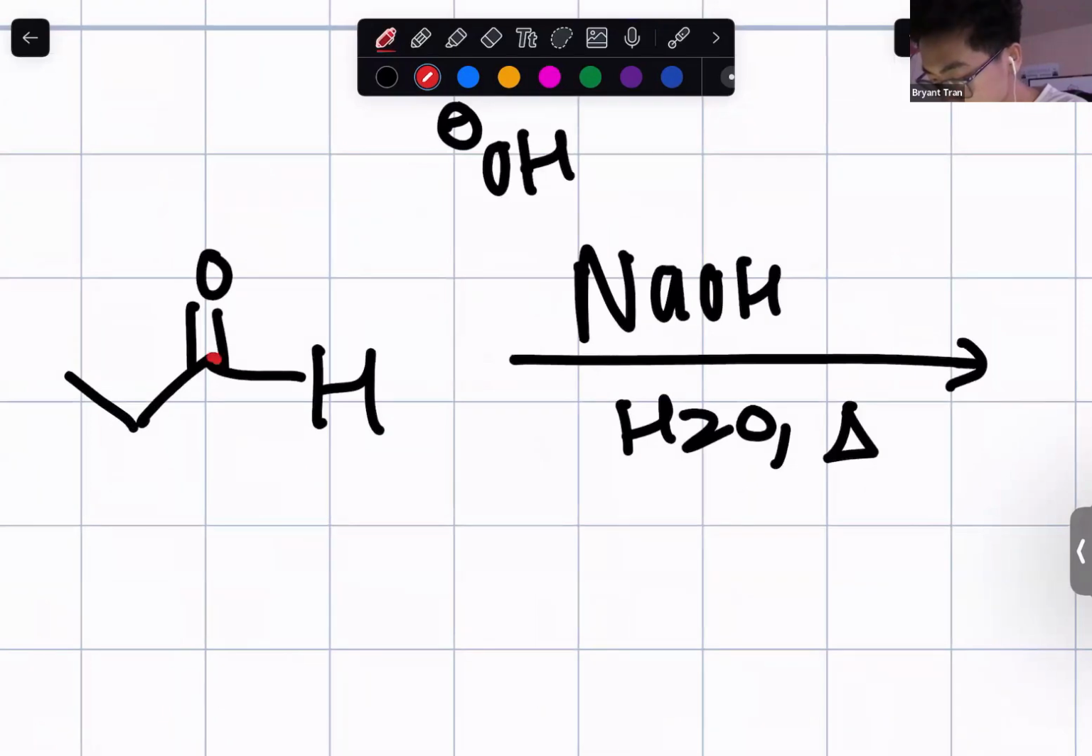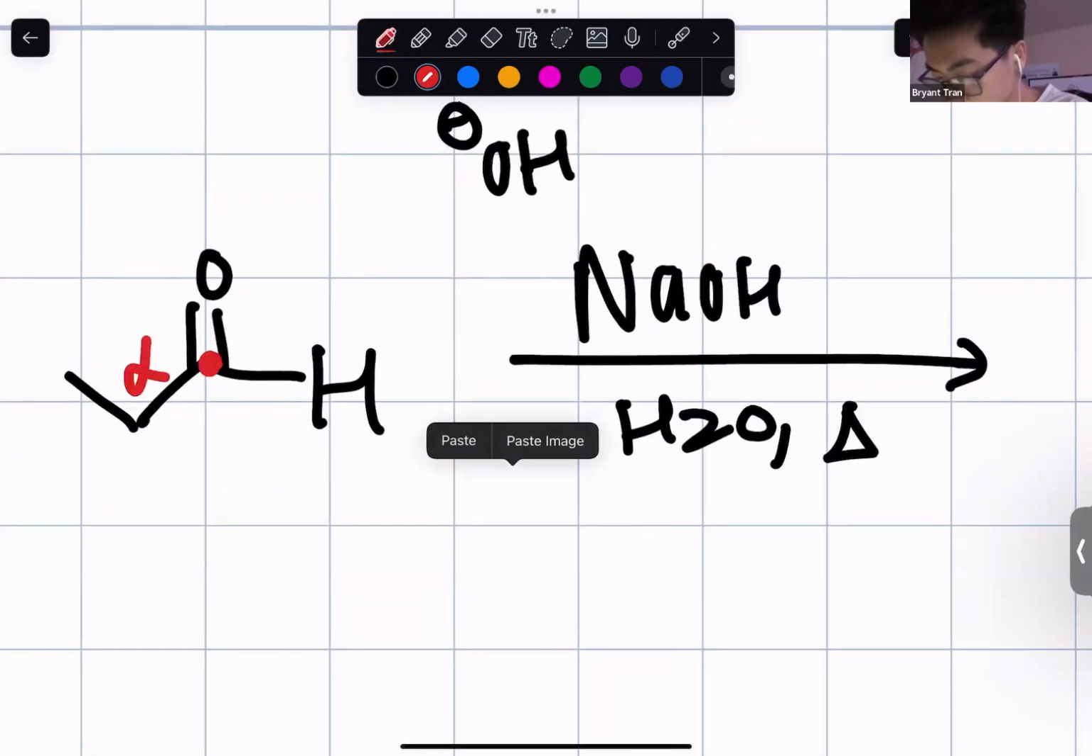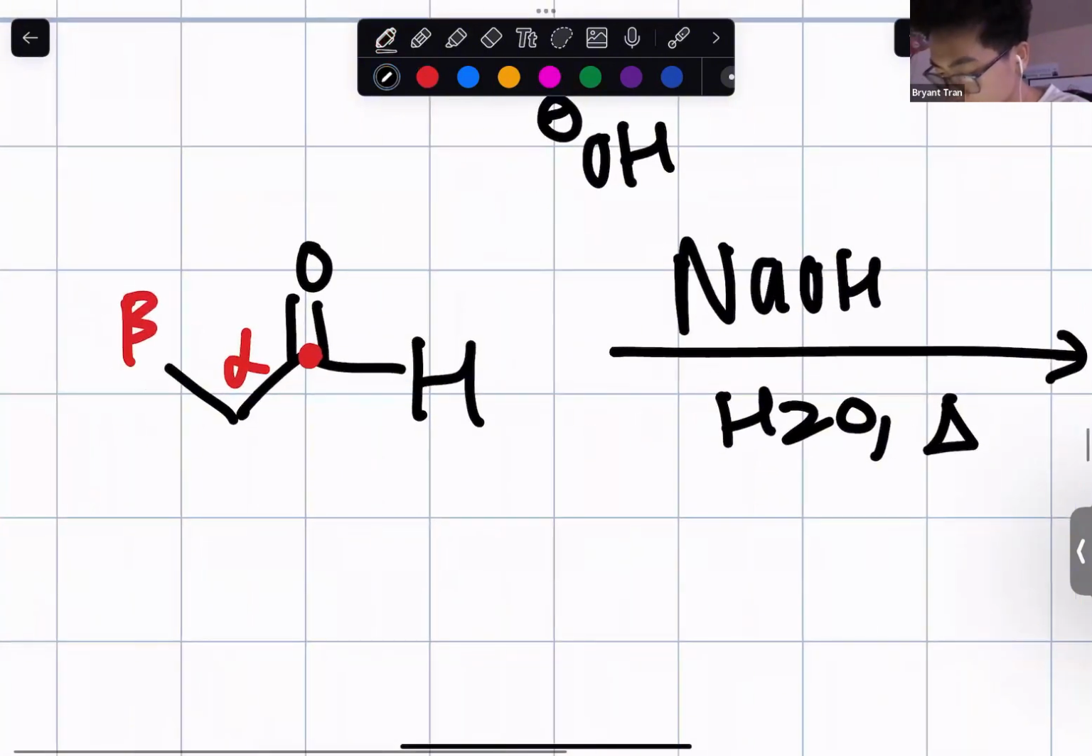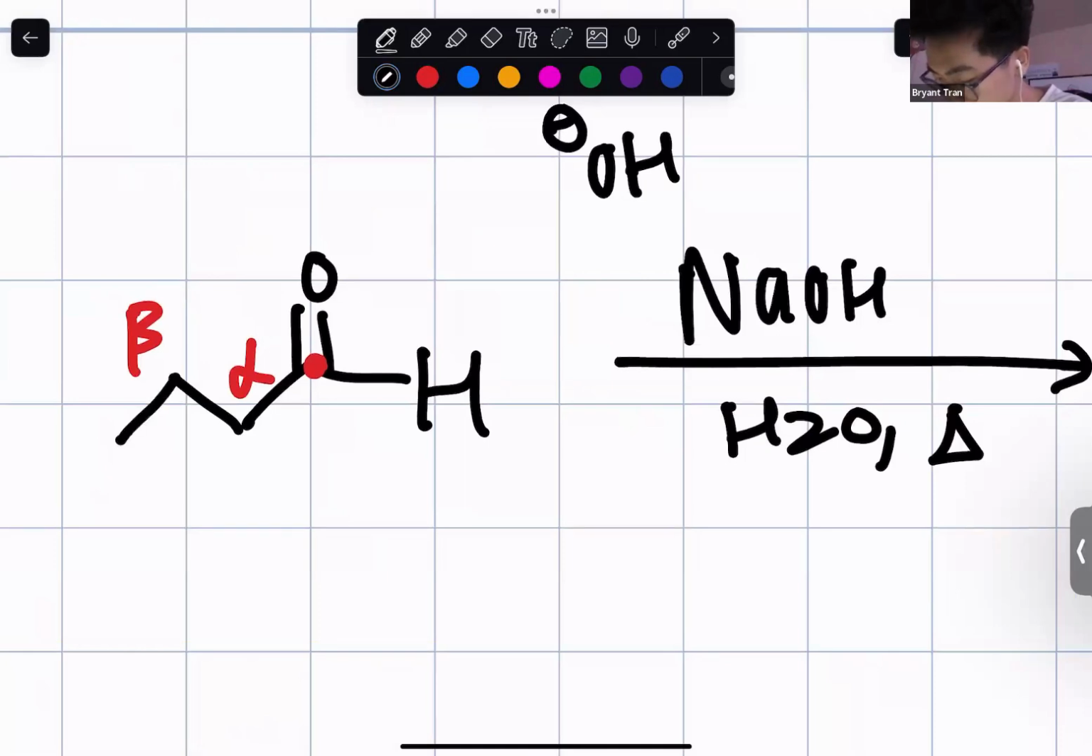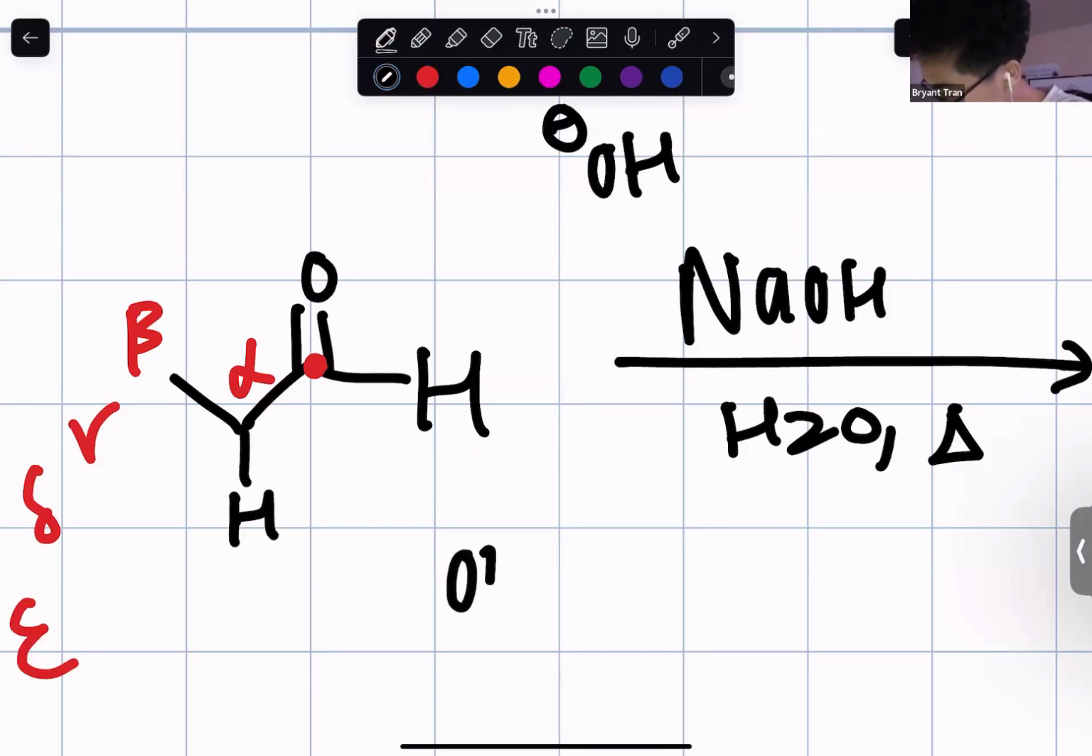So this is the carbonyl carbon. The alpha carbon is the first carbon away from the carbonyl carbon. This is the beta carbon, the second carbon away from the carbonyl carbon. And you can keep going, right? If there are more carbons, you could say there's a gamma carbon, delta carbon, and epsilon carbon. So this is the alpha hydrogen right here.